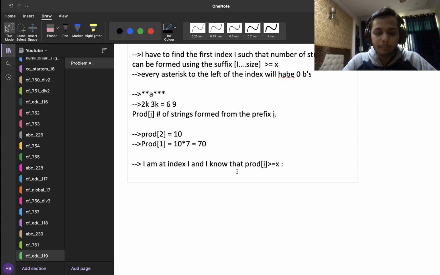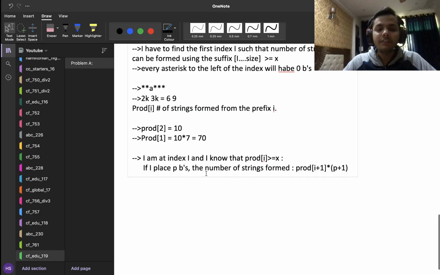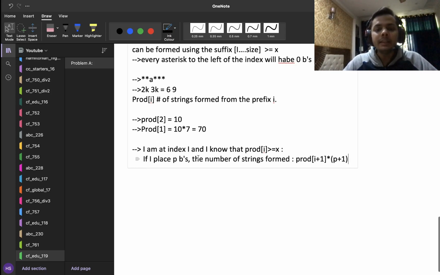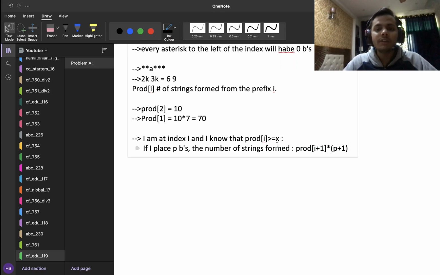So let's say I place p b's. The number of strings formed is what? The number of strings which will be formed is nothing but prod of I plus 1 multiplied by p plus 1. Again, pay attention to why this is happening. If I was putting 0 b's, then the total number of strings which were formed was nothing but prod of I plus 1, right? Now if I place 1 b, then the total number of strings will be double of that, because I can just repeat everything. Similarly, if I'm placing 2 b's, then the total number of strings will be 3 times prod of I plus 1. So if I'm placing p b's, the total number of strings will be p plus 1 times prod of I plus 1.